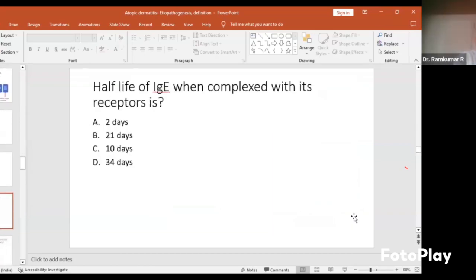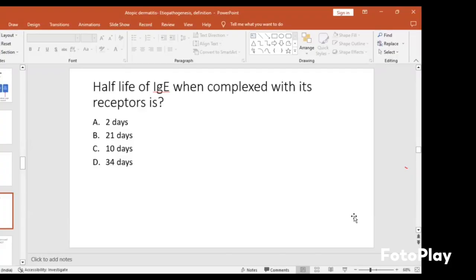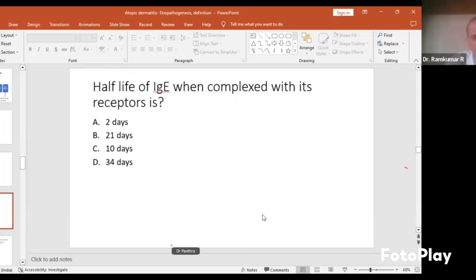That's the first question. The half-life of IgE when complexed with its receptor is: A, 2 days; B, 21 days; C, 10 days; D, 34 days. Please choose one option. Please post it in the chat box. 60 seconds time. Doctors, please post your answers in the chat box. 60 seconds time.